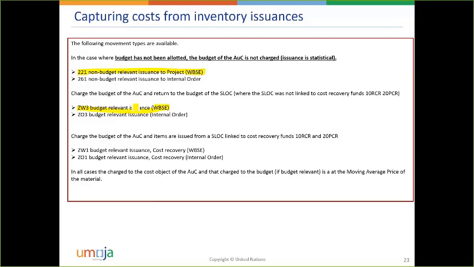You are performing goods issues. Engineers, okay, this is for what? This is for the AUC project. Okay, that's fine. Is the budget allotted for the materials? No, there is no budget allotted for the materials. Okay, so tell me the WBSE, and you perform it. So question to you: if there is no budget allotted, what movement type will you use to issue to an AUC project? 221. If there is budget allotted?